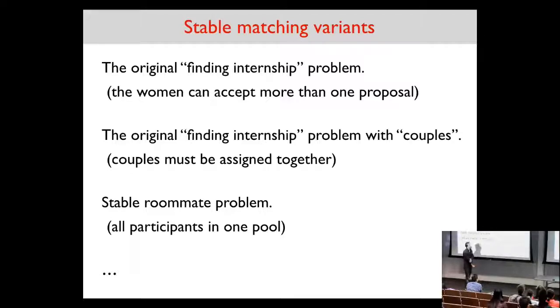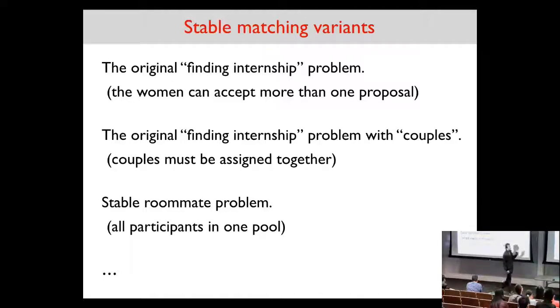You have like different variations of this algorithm. So you have the original finding internship problem. You can say like, what if the woman can accept more than one proposal? Like, what if the companies can accept more than one student or application? You can look at the original finding internship problem with couples. So couples basically apply to the same residency or same company or whatever.